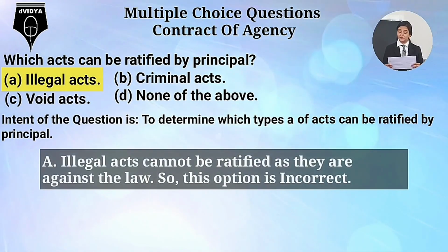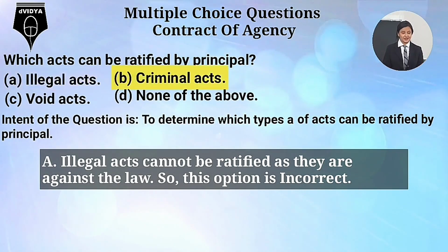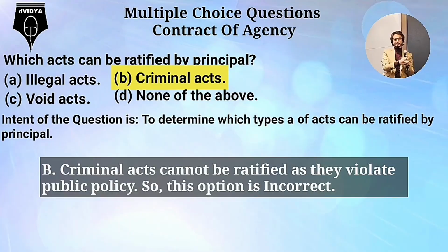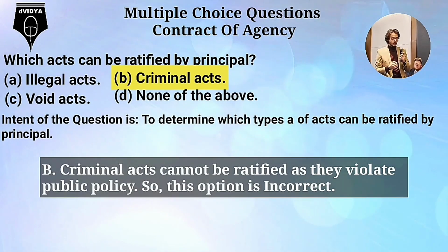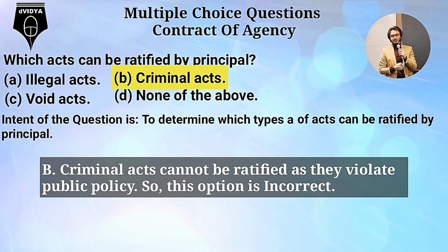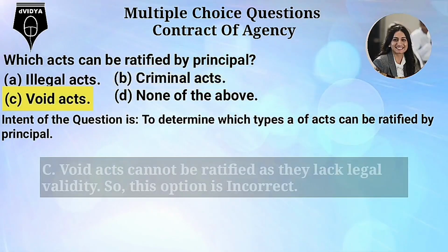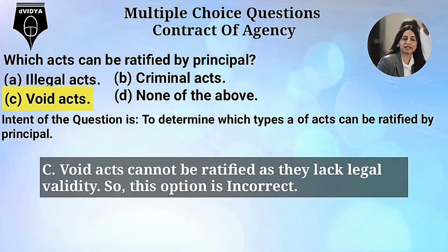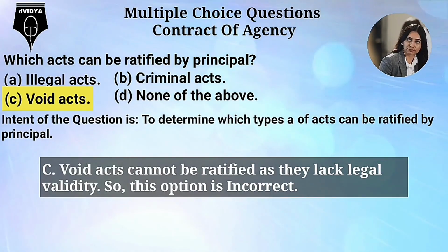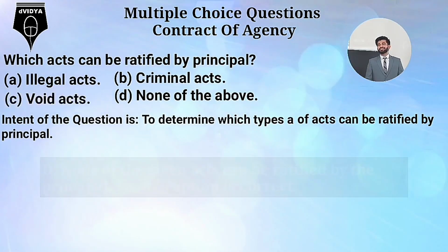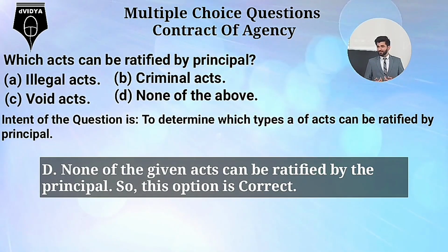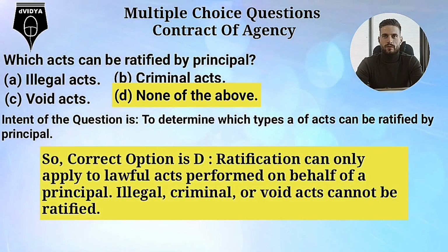Option A. Illegal acts. Illegal acts cannot be ratified as they are against the law. So this option is incorrect. Option B. Criminal acts. Criminal acts cannot be ratified as they violate public policy. So this option is incorrect. Option C. Void acts. Void acts cannot be ratified as they lack legal validity. So this option is incorrect. Option D. None of the above. None of the given acts can be ratified by the principal. So this option is correct. So, correct option is D.